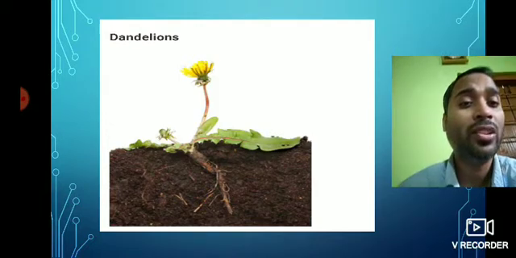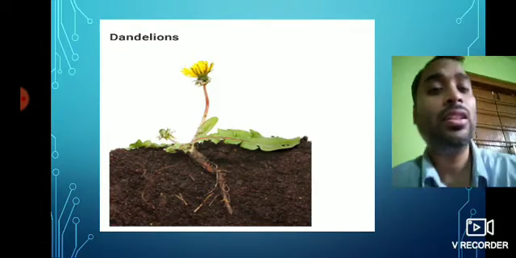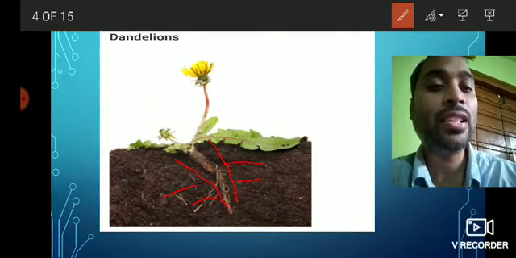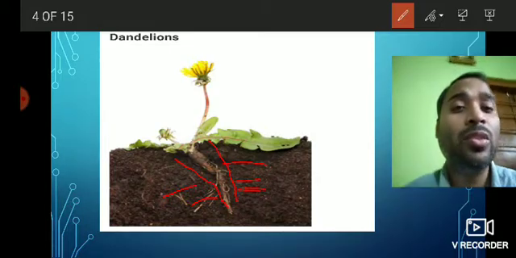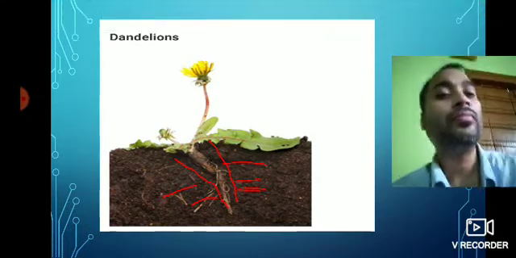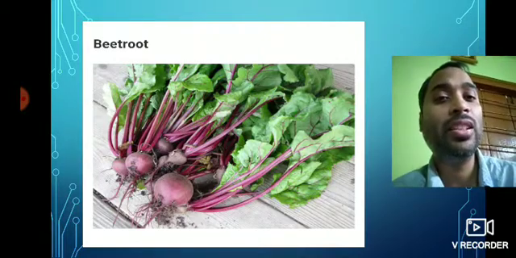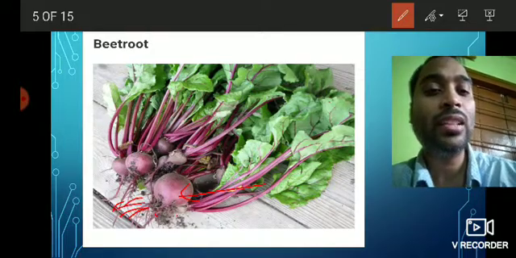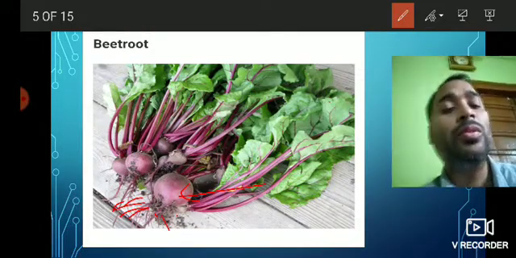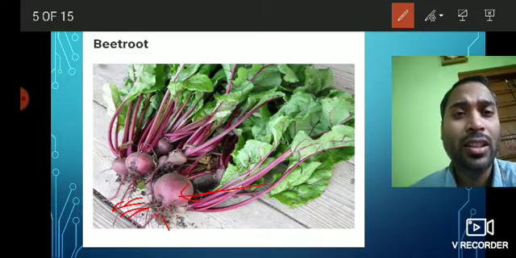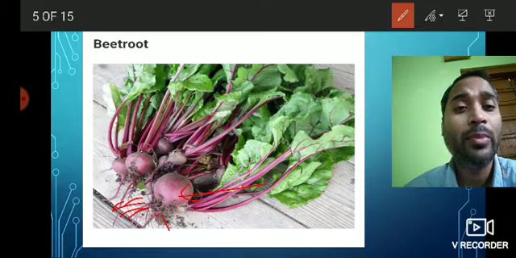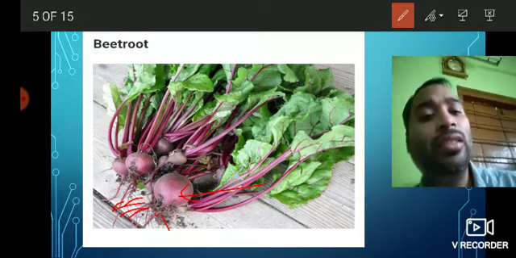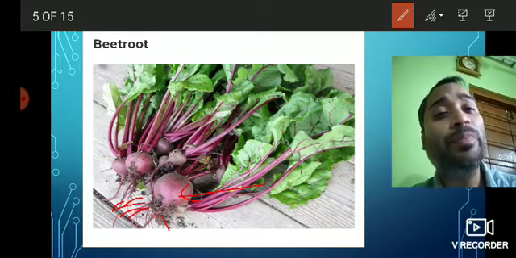Then we have another example of a taproot system, which is the dandelion plant. Here also we can see this is the main root and some lateral roots are arising out of it. So this is again an example of a taproot system. Then we have beetroot. Similarly, it is also a taproot system. This is the main root, and then the small lateral roots are also present there. So the characteristic feature of a taproot system is that they have a main root and then some lateral roots which arise from the main root, but the main root is not present in fibrous roots.